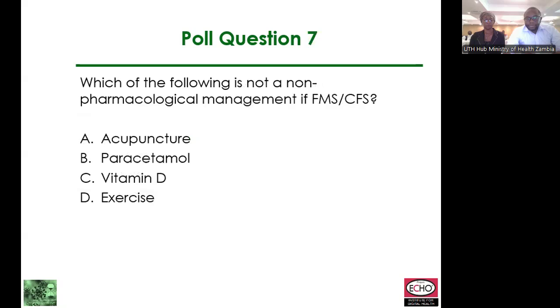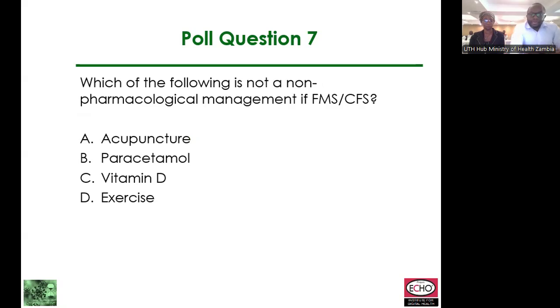Which of the following is not a non-pharmacological management of FMS, which is fibromyalgia syndrome, and CFS, known as chronic fatigue syndrome? We'll repeat the poll. We had a glitch in our system. So I'll give it a few more seconds just to save on time.